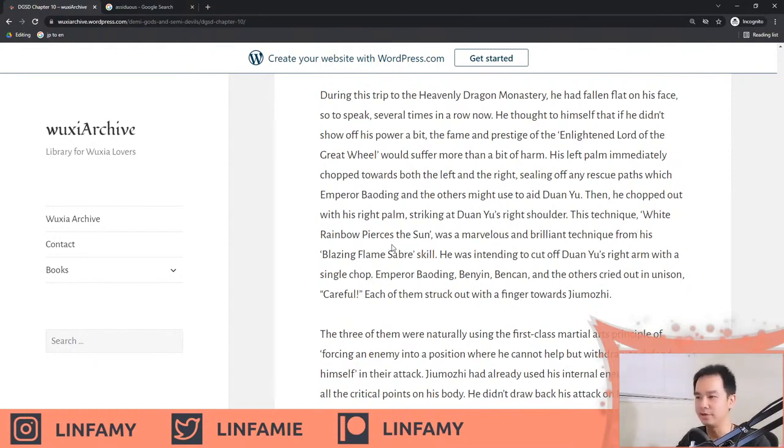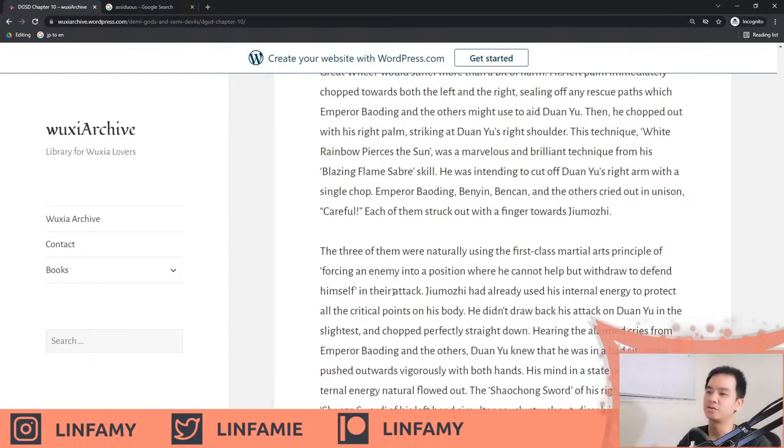This technique, White Rainbow Pierces the Sun, was a marvelous and brilliant technique from his Blazing Flame Saber skill. He was intending to cut off Duan Yu's right arm with a single chop. Oh. Emperor Baoding, Bunyin, Bunsan, and the others cried out in unison, "Careful!" Each of them struck out with the finger towards Jimotsu. The three of them were naturally using the first-class martial arts principle of forcing an enemy into a position where he cannot help but withdraw to defend himself in their attack. Jiumotsu had already used his internal energy to protect all the critical points on his body. He didn't draw back his attack on Duan Yu in the slightest, and chopped perfectly straight down.